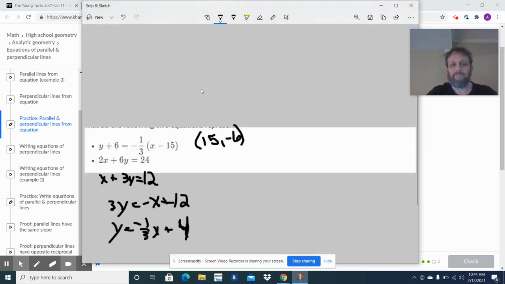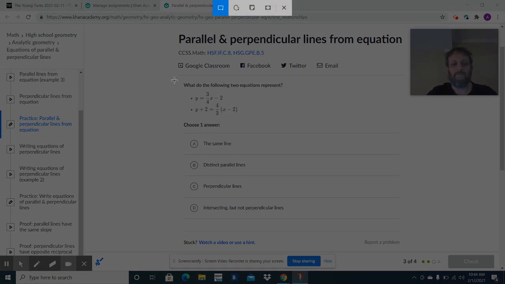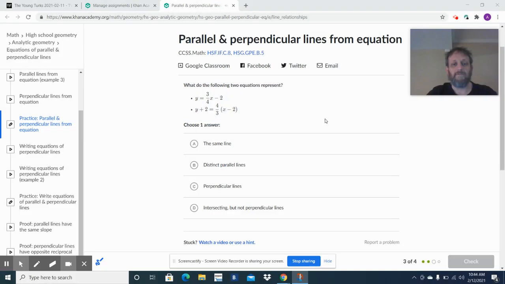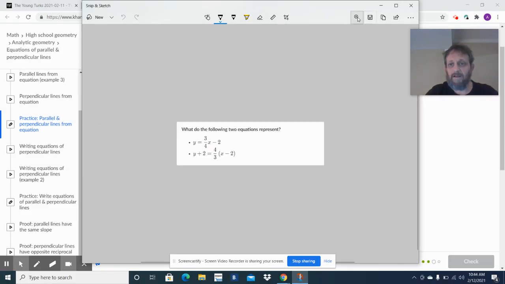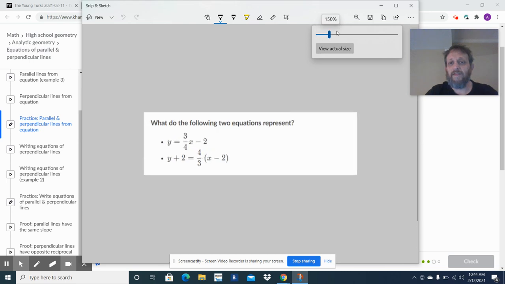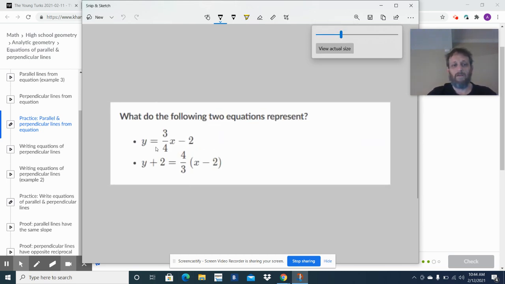All right, the next one. Again, they've given them to me in different forms, but these are actually kind of convenient forms because on both of them, they've told me the slope. So the slope here is 3/4. This is slope-intercept form. This is point slope form. My slope is 4/3. That's great. They've already told me my slopes. I know they're not parallel because they're not the same slope.